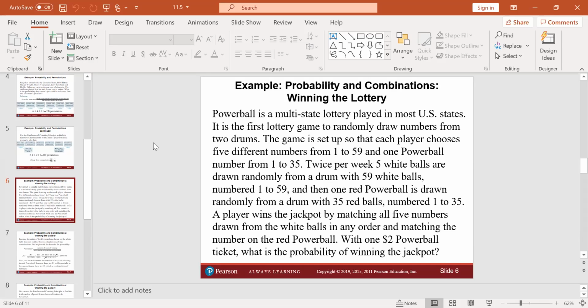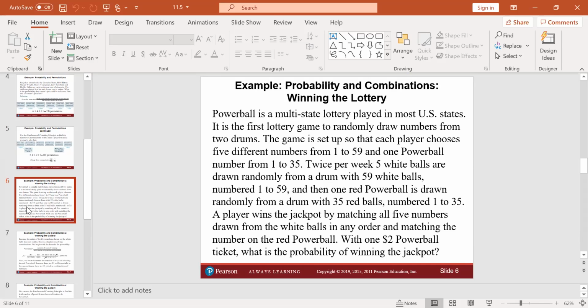to 59. So you can't pick the same number twice, because once a number is drawn from the lottery bin, then it's no longer in there to be drawn a second time. So you can only pick a number one time from between your first 5. Then one red Powerball is drawn separately from a drum with 35 balls, numbered 1 to 35.